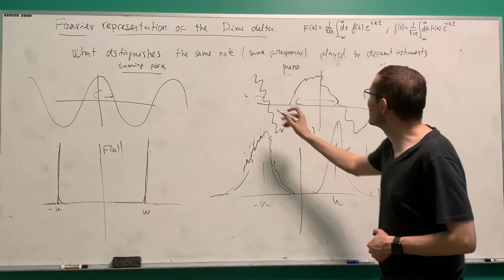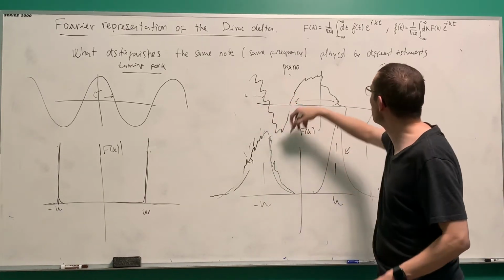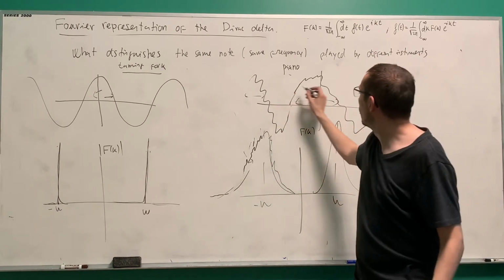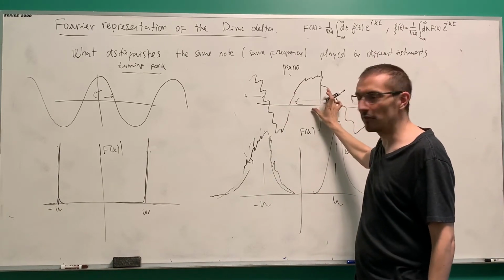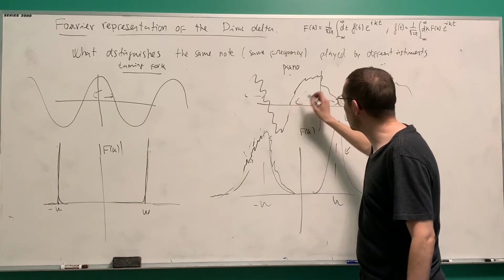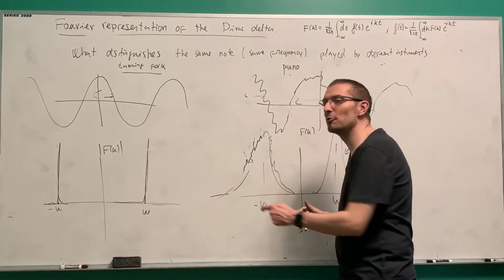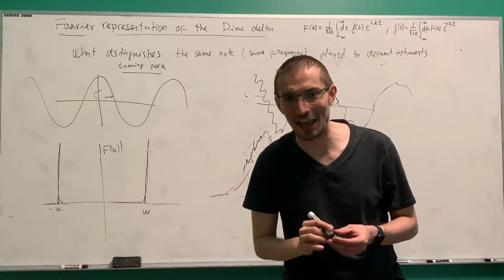So the timbre is the shape, the waveform, not the average period of the wave. It's the waveform, the shape of the form. That is actually how many different Fourier components the signal contains.